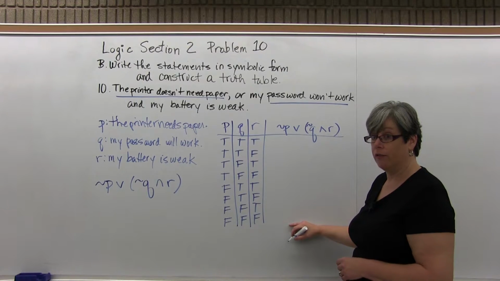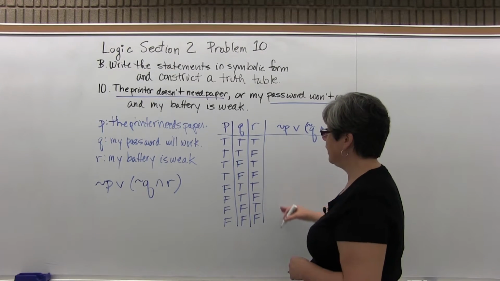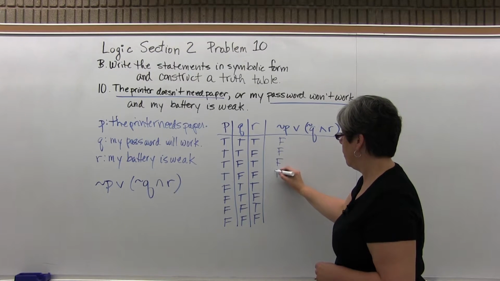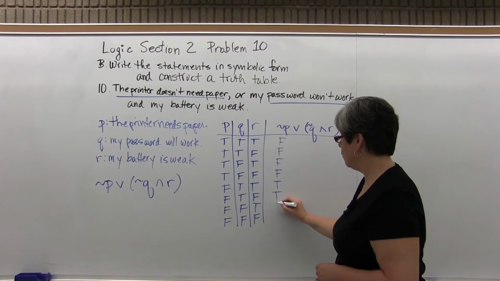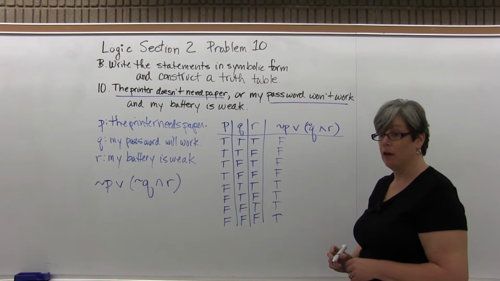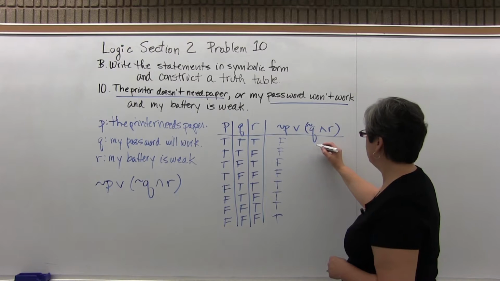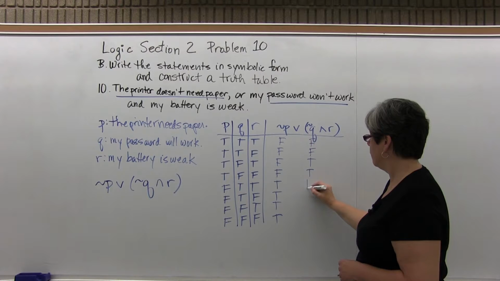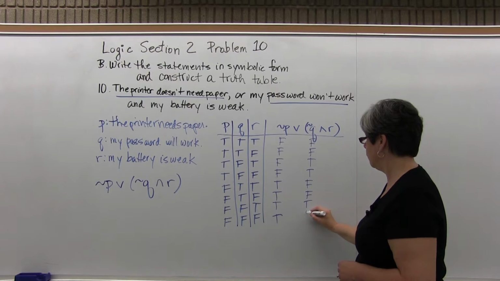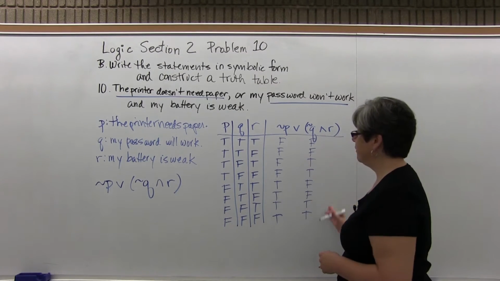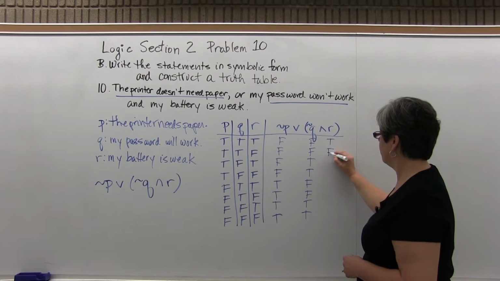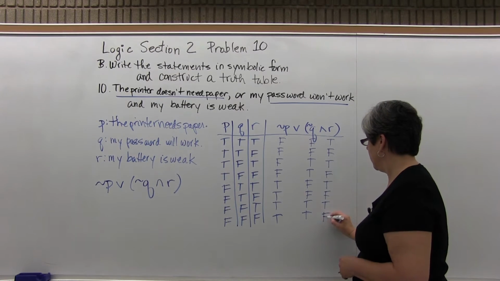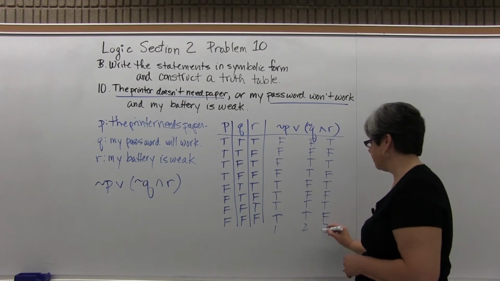Let's bring down all of our simple statements or their negations. For the negation of P, we will have false, false, false, false, true, true, true, and true. For the negation of Q, we will have false, false, true, true, false, false, true, true. And then we have the simple statement R. So true, false, true, false, true, false, true, false. And those were columns 1, 2, and 3.